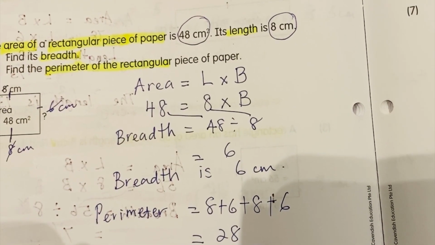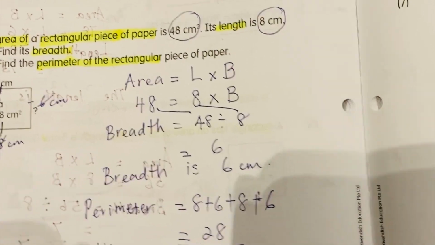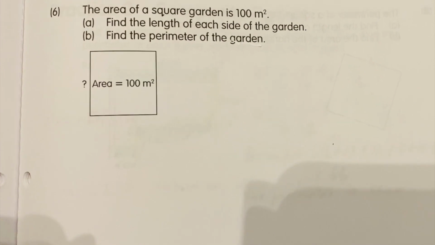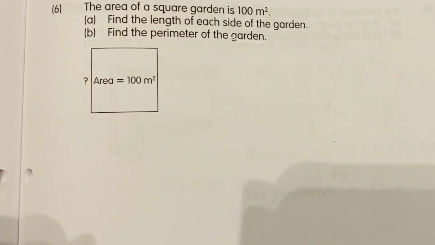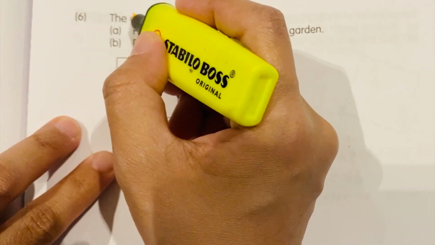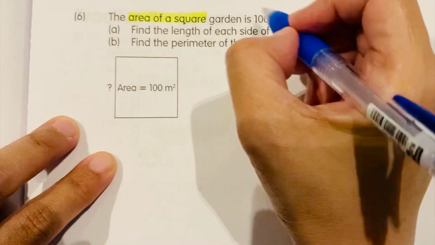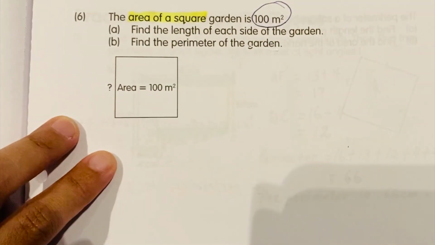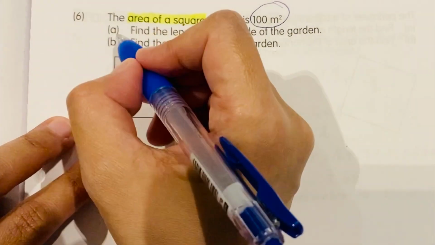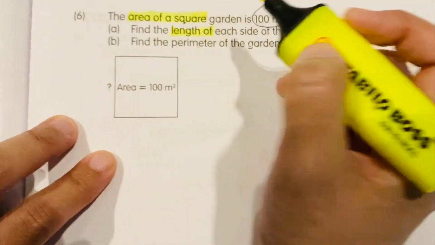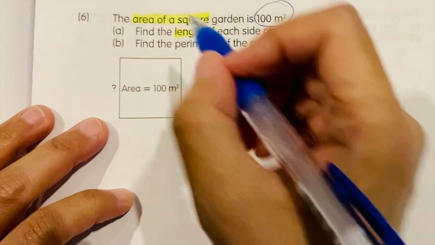Is everybody okay? Right. Question 6. Let's take a look at question 6. I'm sure you are done with this, right? Let's check our answers. Here it is given as the area of a square. Take note, it's the area of a square garden. That's 100 square meter. Part A. Find the length of each side of the garden. So length. Now, as you know, it's a square.